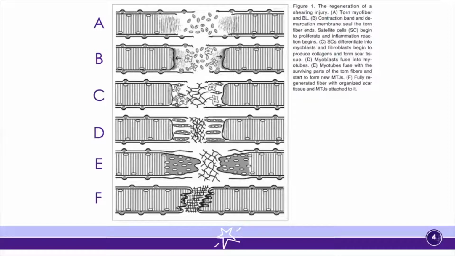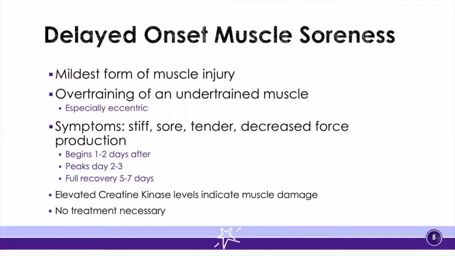Now, this is the process that all muscle goes through when we are breaking it down and rebuilding it. And this includes even when we are doing this through exercise. So, as an example, our mildest form of muscle injury would be delayed onset muscle soreness. Everyone has probably experienced this in their life, in which we had a little bit too much training of an undertrained muscle, especially if we are doing eccentric movements.